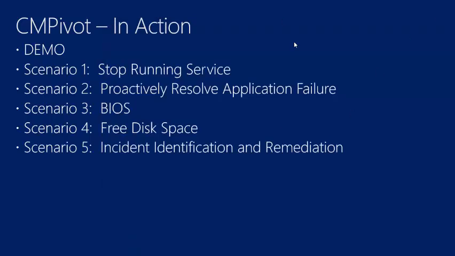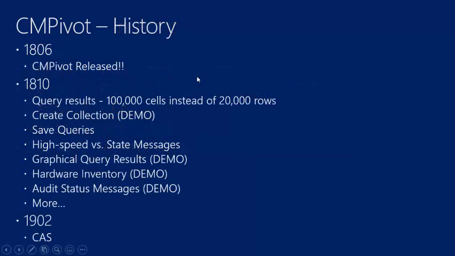All right, so we've walked through CMPivot. We've seen it in action in a few scenarios. We could just add the scenarios where there's value with CMPivot. So a little bit of history. How did we get to where we are? So ConfigMgr 1806, CMPivot was first introduced, right? Very useful, very, very welcome addition even then. 1810 saw a lot of changes actually come in with CMPivot.